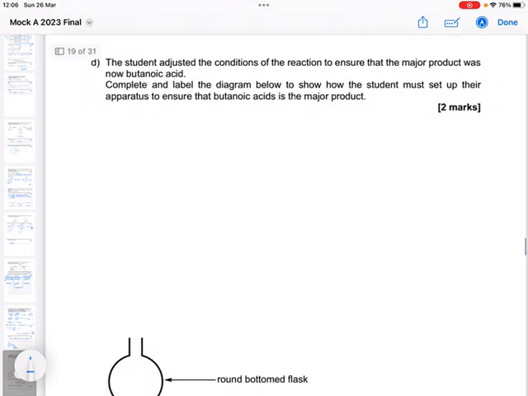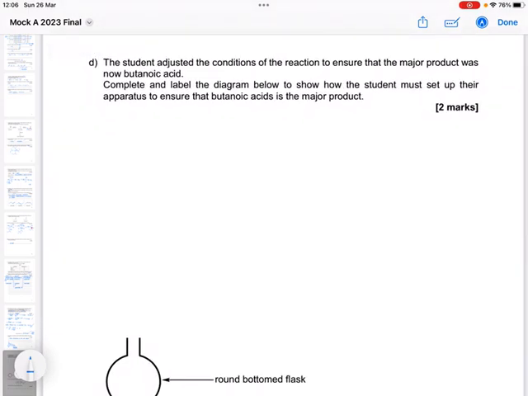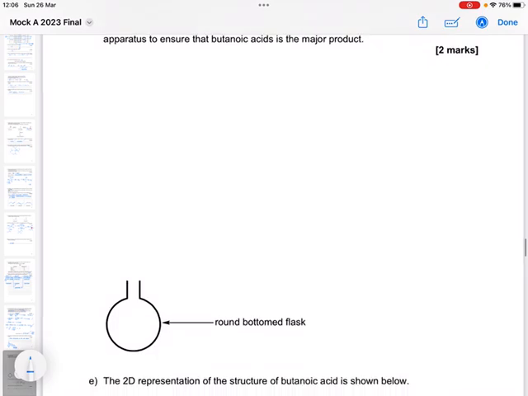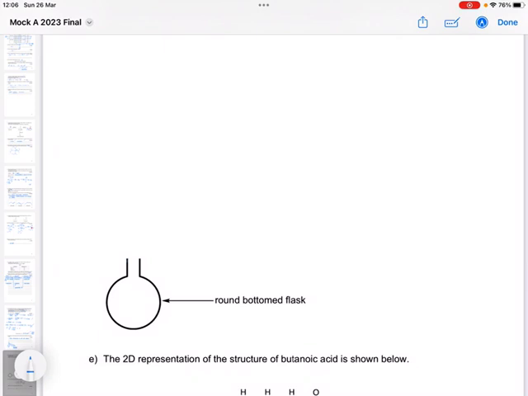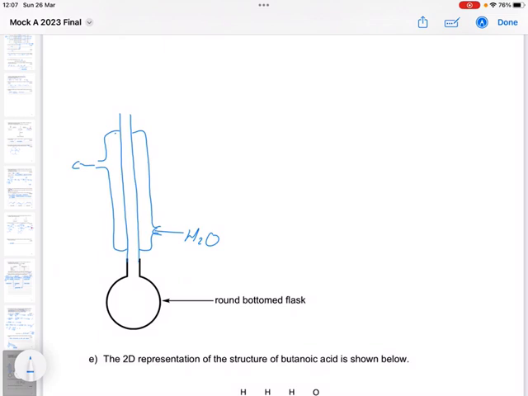Okay, part D. The student adjusted the conditions of the reaction to ensure the major product was now butanoic acid. So for butanoic acid, I need to do reflux, so I need to draw the reflux apparatus here. I've got to make sure that there are no gaps in here when I'm drawing this, and you need to imagine that it is a cross section. So my condenser now goes on top like this, and there we go. The top must not be sealed.